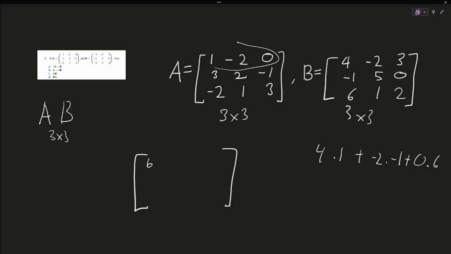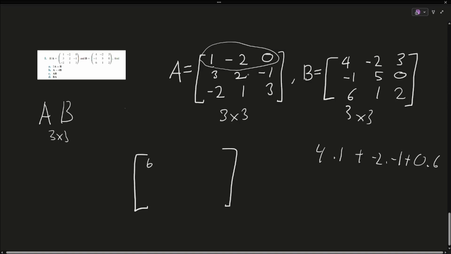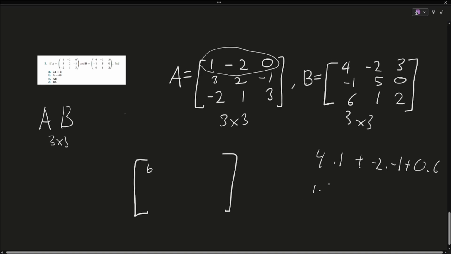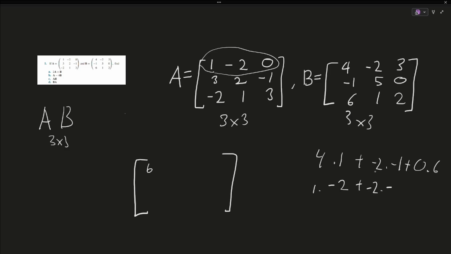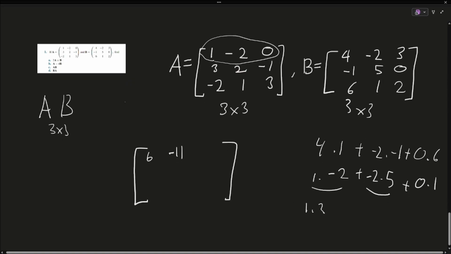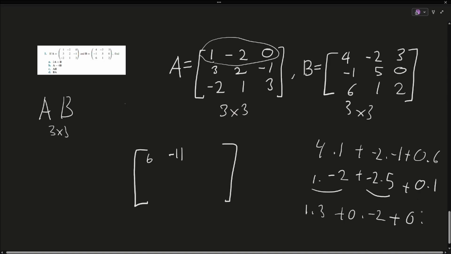For the second entry, we're going to take the row and multiply with the second column. So we're going to have 1 multiplied with -2, plus -2 multiplied with 5, and 0 multiplied with 1. So we will have -2 and -10 here. So we're going to have -12. And likewise, we're going to repeat this same process with the third column. So we're going to have 1 times 3 plus -2 times 0 plus 0 times 2. So this will be just 3.